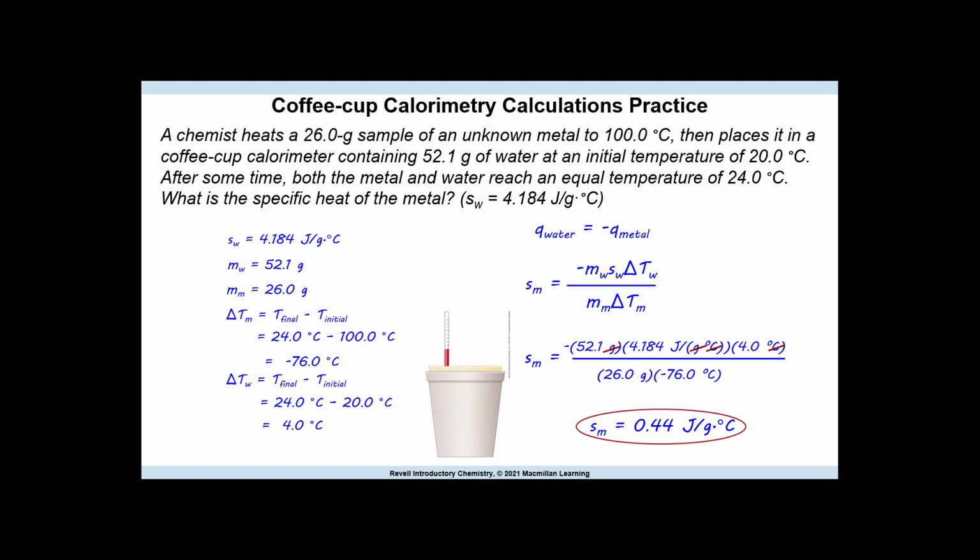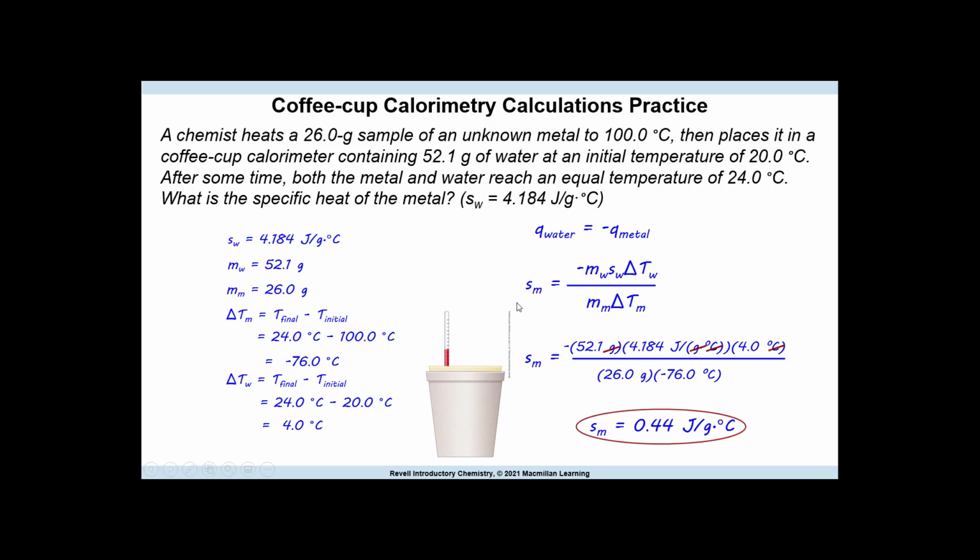In order to solve this problem, we first must recognize that the heat gained by the water is equal to the heat lost by the metal. That is, Q of the metal equals negative Q of the water. Based on this, we can use the equation shown before, which states the specific heat of the metal is equal to the negative of the mass of the water times the specific heat of the water, and so on. Basically, we isolated the specific heat of the metal, which is what we're trying to figure out.